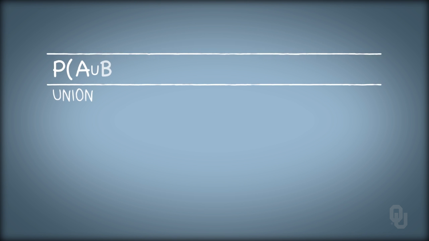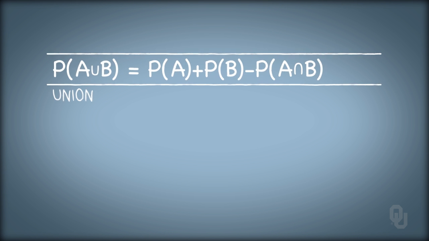The probability of a union of events, the probability of A union B, is calculated as the probability of A plus the probability of B minus the probability of A intersect B. We subtract off the overlap that we counted twice when adding the probability of A and the probability of B. This is called the addition rule.